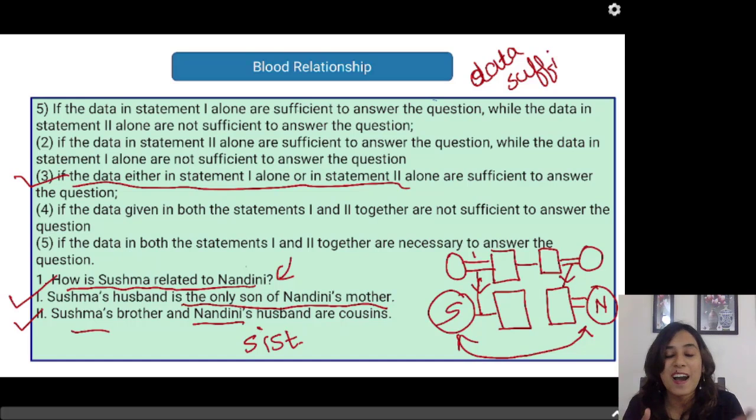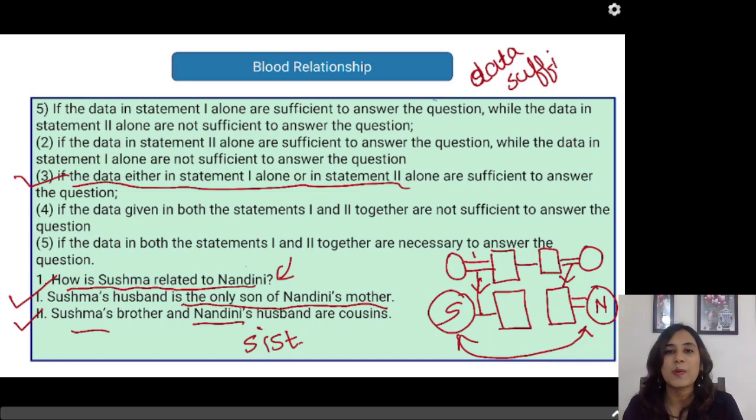So how many of you have got all the five answers correct? I am sure there must be many, because blood relationship is very, very interesting and very easy to do, and also it is very relevant in real life as well. So keep practicing, people, and you should be able to solve it within the given time period. That is the most important thing in any exam, any competitive exam.